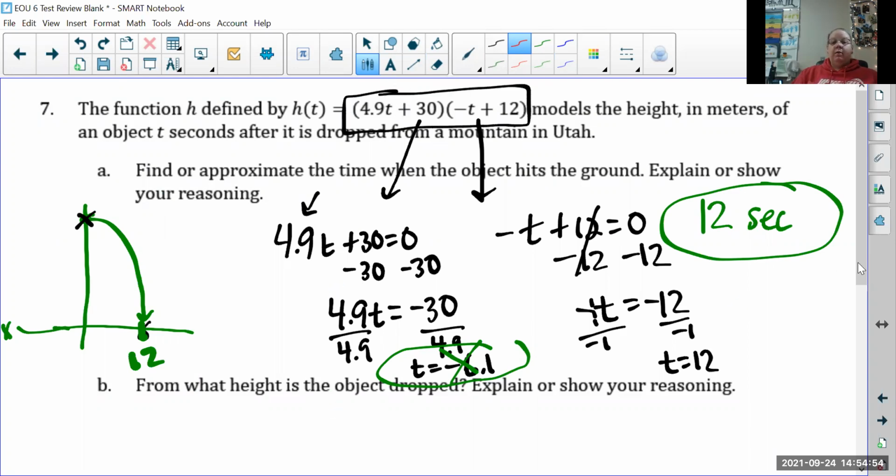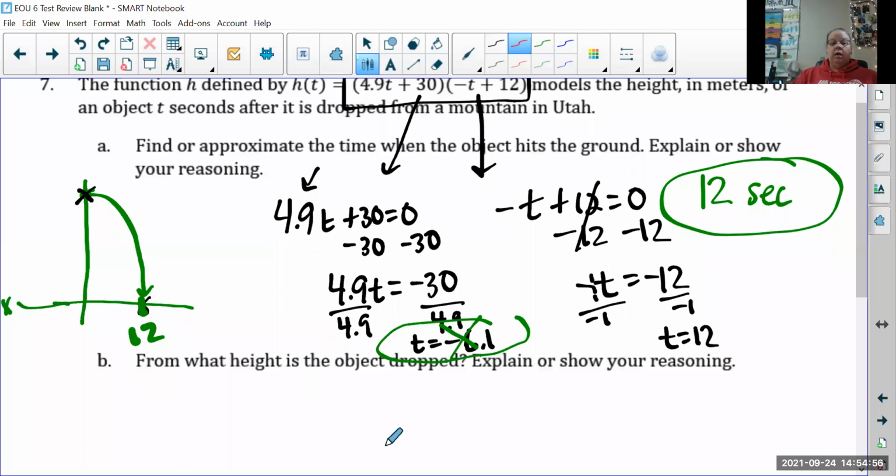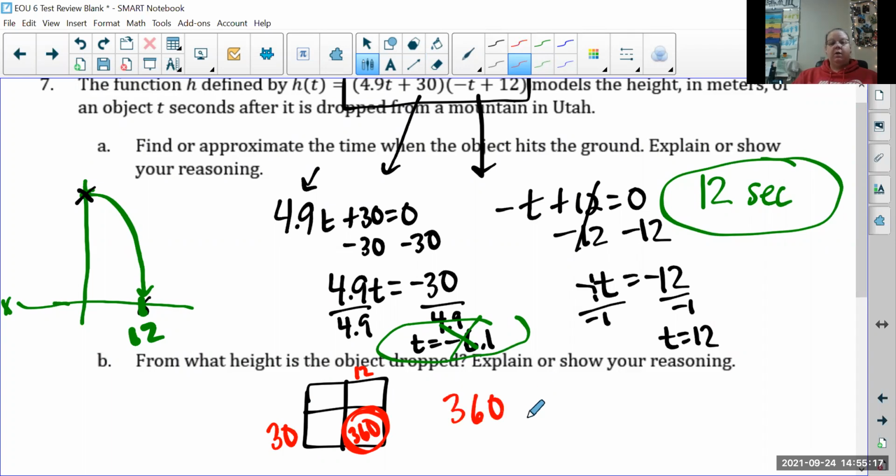So that means that we would have to multiply these two inside the box. The nice thing is that the only part I care about in the box when I'm looking for a y-intercept is this box right here, which means that it would be the 30 and the 12. So when I multiply 30 times 12, I get 360. So that must be the height that it dropped at. So they dropped it at 360 feet from the mountain. All right, so that was just finding the x-intercept and the y-intercept, basically.